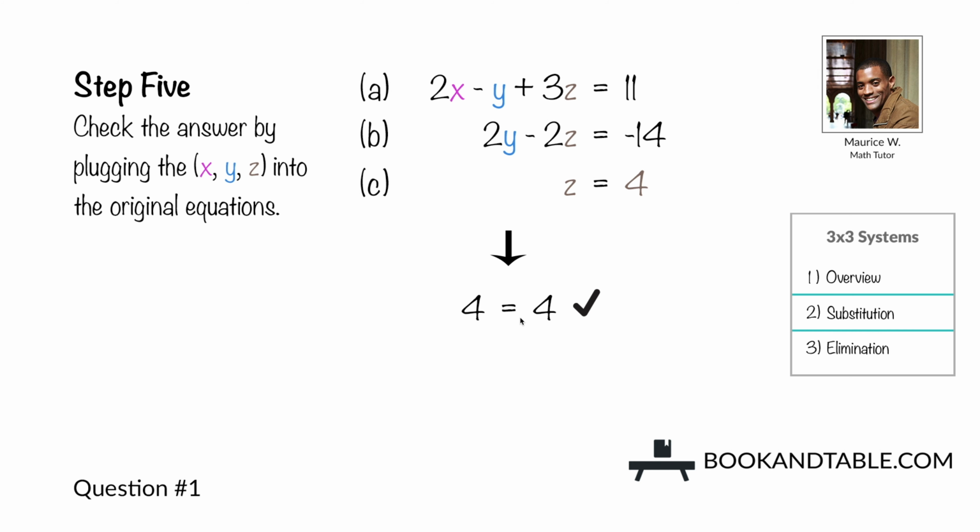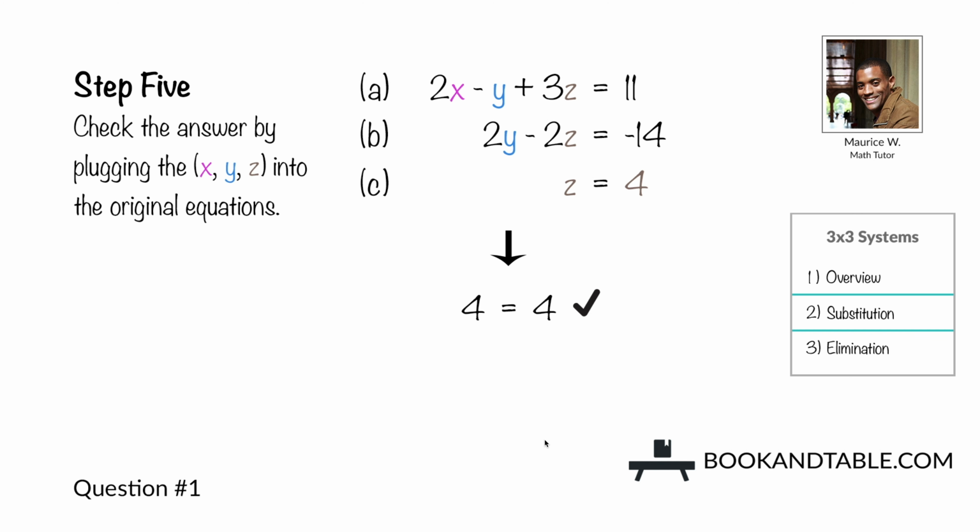In equation C, we know it is correct, 4 is equal to 4. So this confirms that we did find the correct solution to this system. X is negative 2, y is negative 3, and z is equal to 4.